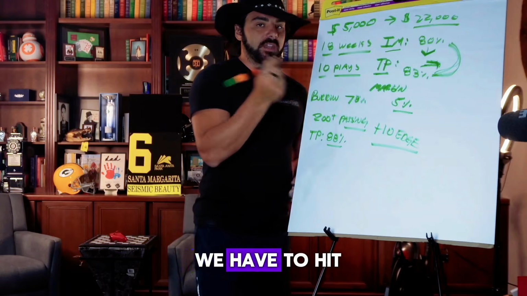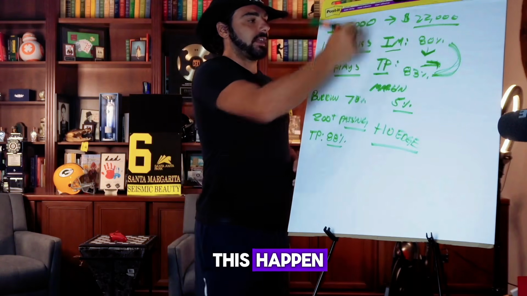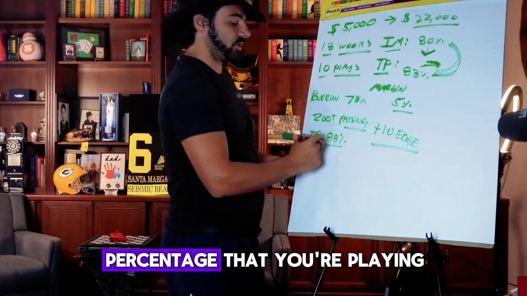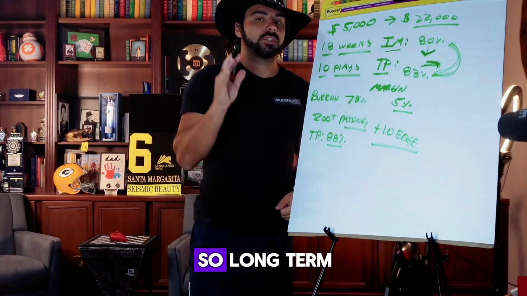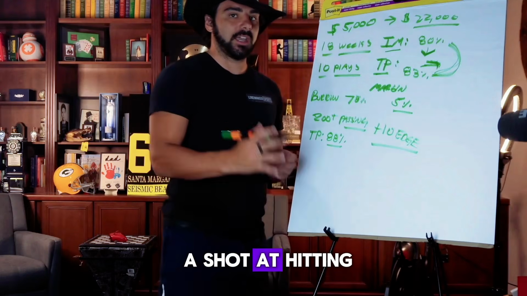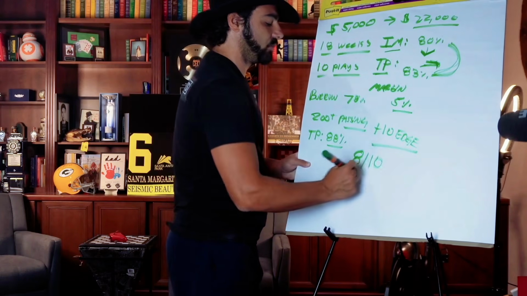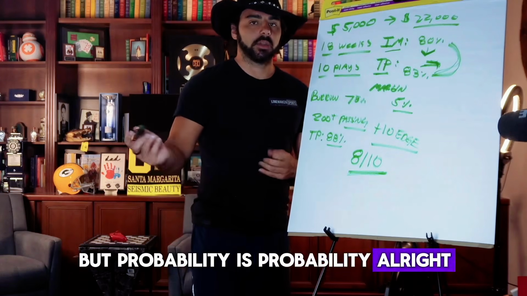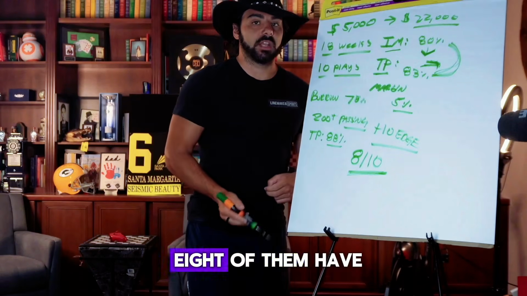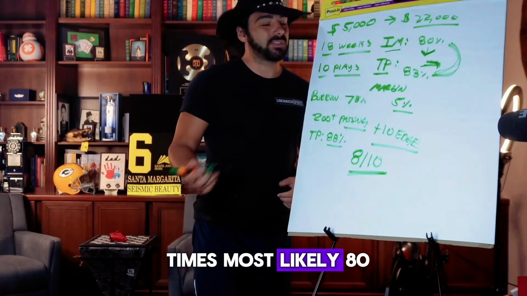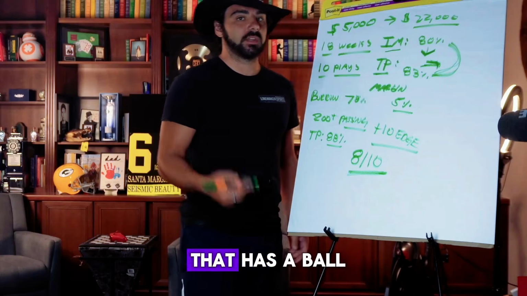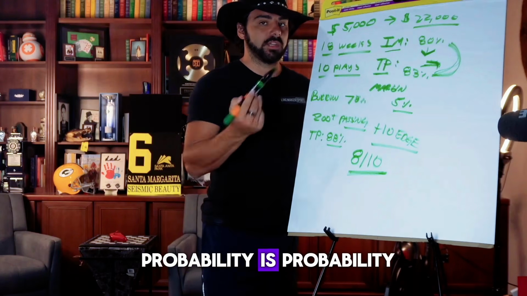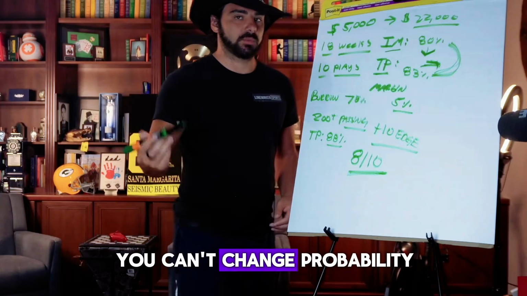Now, the percentage that we have to hit in order to make this happen is 80%, which you should, because the true probability percentage that you're playing is above 83%. So long term, it should give you a shot at hitting 8 out of 10 of these each week. Now I know people say that sounds crazy, but probability is probability. If you have 10 cups and 8 of them have balls in them, and you flip them 100 times, most likely 80 of those times you're going to flip a cup that has a ball in it. That's what's going to happen. You can't change probability.